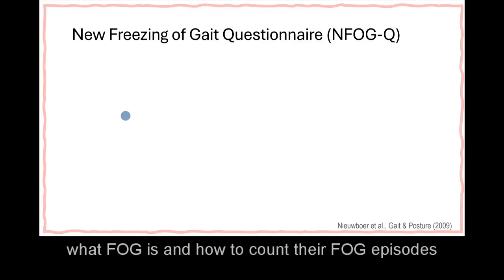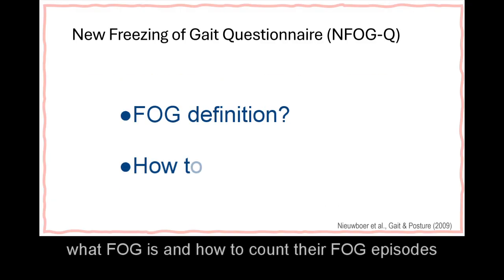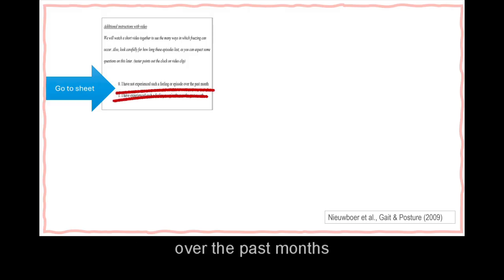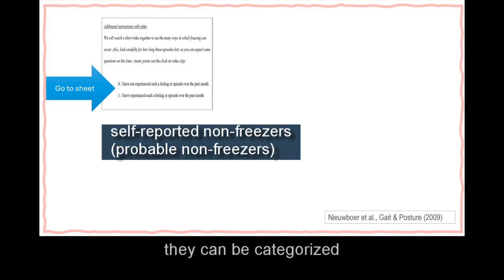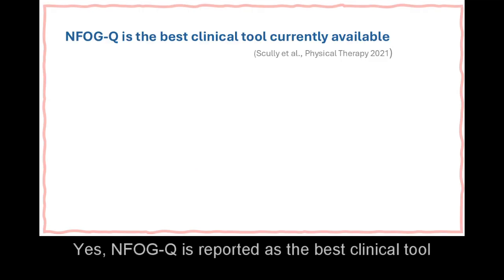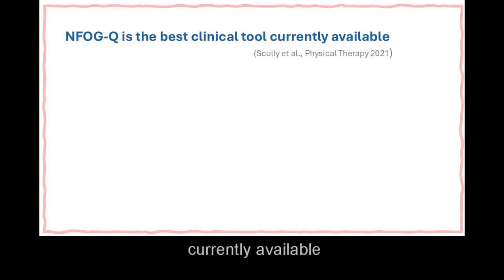Once they learn what FOG is and how to count their FOG episodes, they can proceed to answer the questionnaire. If they answer no FOG experienced over the past months, they can be categorized as self-reported non-freezers. Otherwise, they can proceed to part 2 for more details. Yes, NFOG-Q is reported as the best clinical tool currently available.